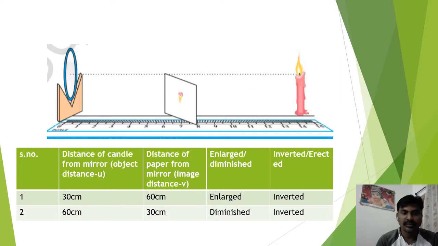Now we see the table. Here in the first case, the distance of the candle from the mirror, that means object distance. Object distance we always denote with a small letter u. I got here 30 centimeters. And the distance of paper from the mirror, that is image distance. Image distance we always denote with a small letter v. Here I got 60 centimeters. And the nature of the image, it is enlarged and inverted.